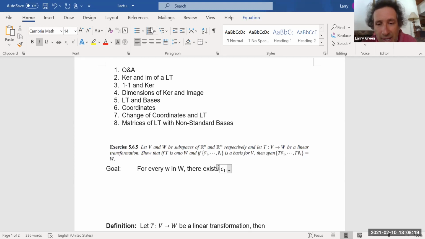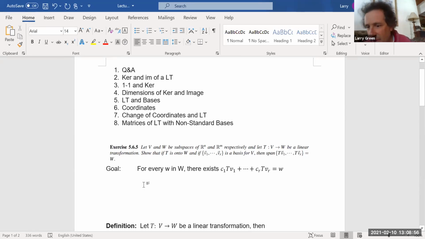C1 times TV1, because the first vector is TV1, plus dot, dot, dot, plus CR TVR, such that that is equal to W. Any questions on the goal? Any questions that that's what we're trying to show?